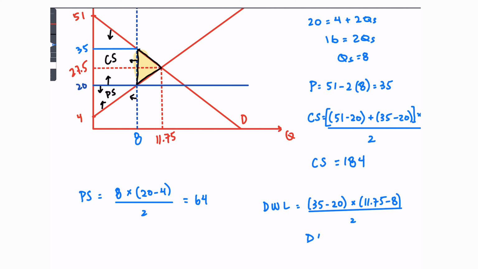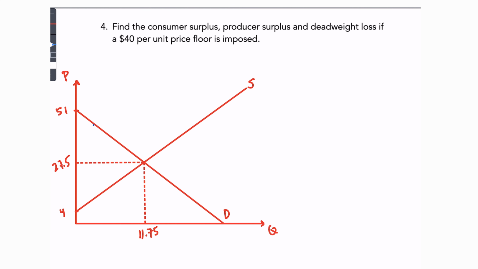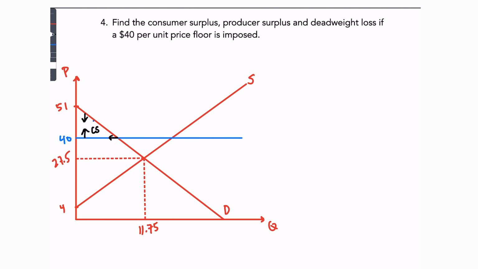So the deadweight loss is 28.125. Question number 4, we've asked you to find the consumer and producer surplus and the deadweight loss, this time if a $40 price floor is imposed. So a price floor would be a horizontal line above the equilibrium price. And if we follow the rule, below demand, above price, and left of quantity, your consumer surplus would be that triangle up there.